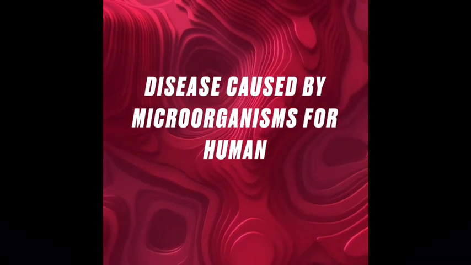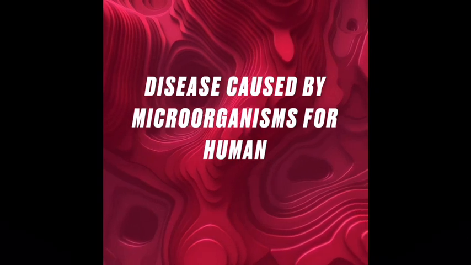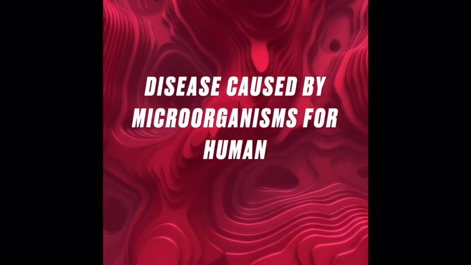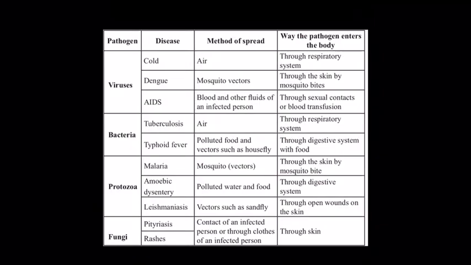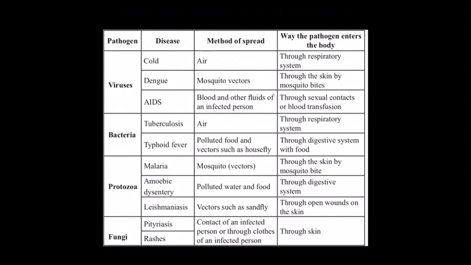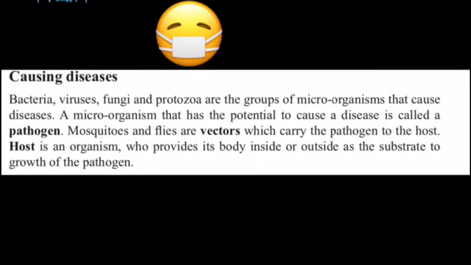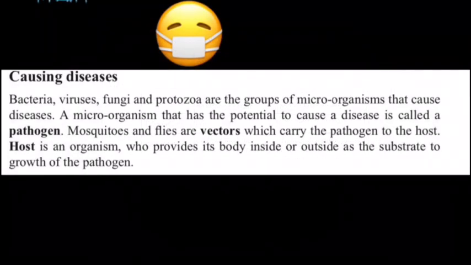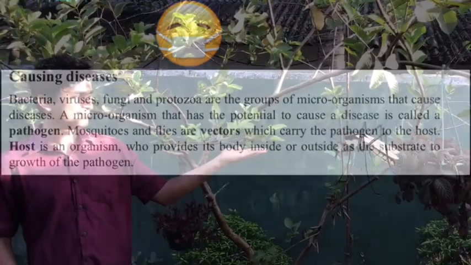Microbial infections spread by air, water, food, contact, and vectors. Pathogenic microorganisms cause different infections to human beings through various methods. Let's discuss some of the diseases and pathogens. Vectors which carry the pathogen to the host.